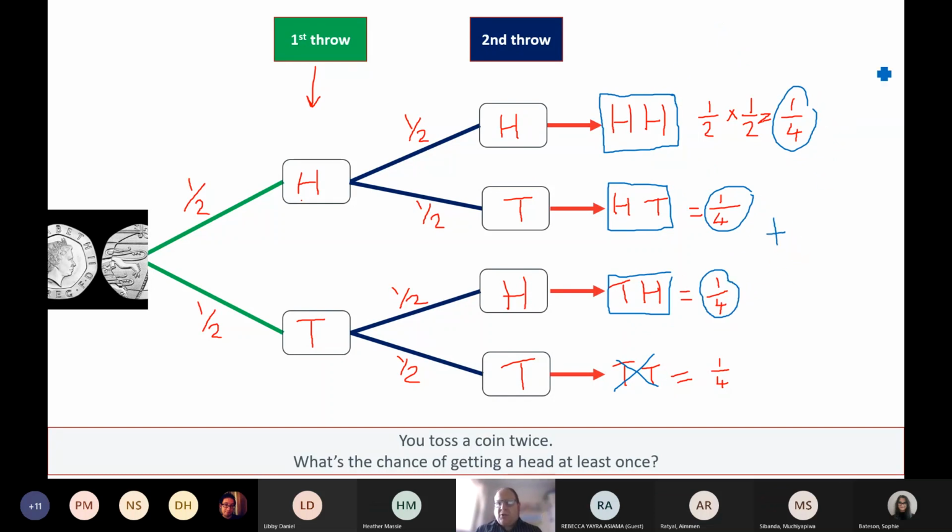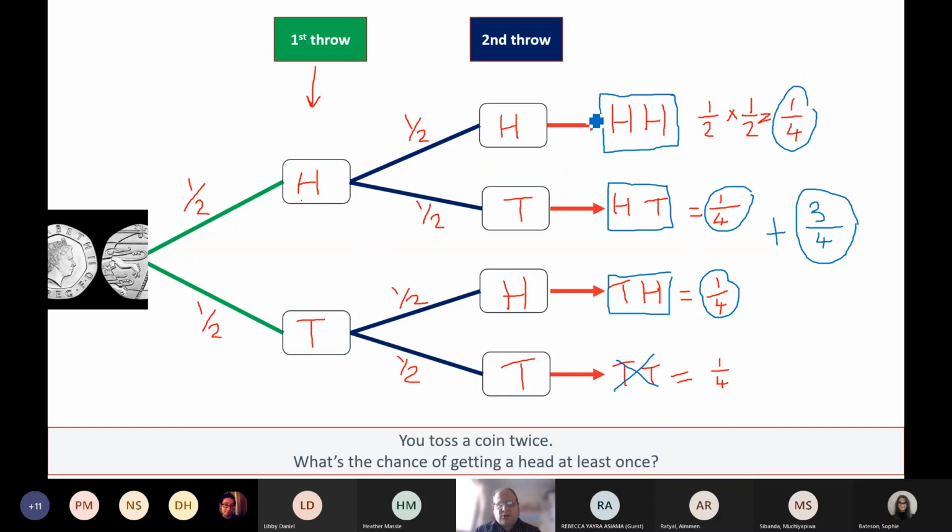And again, if you're not aware of adding fractions, that's something we can cover separately. But when we add fractions, they're all over 4. So we've got 1, add 1, add 1. So 1 and 1 and 1 is 3. And we just keep the bottom, what's known as the denominator, as 4. And so the chance of us getting a head at least once is 3 out of 4, 3 quarters, and we can change that to 0.75 or 75%.